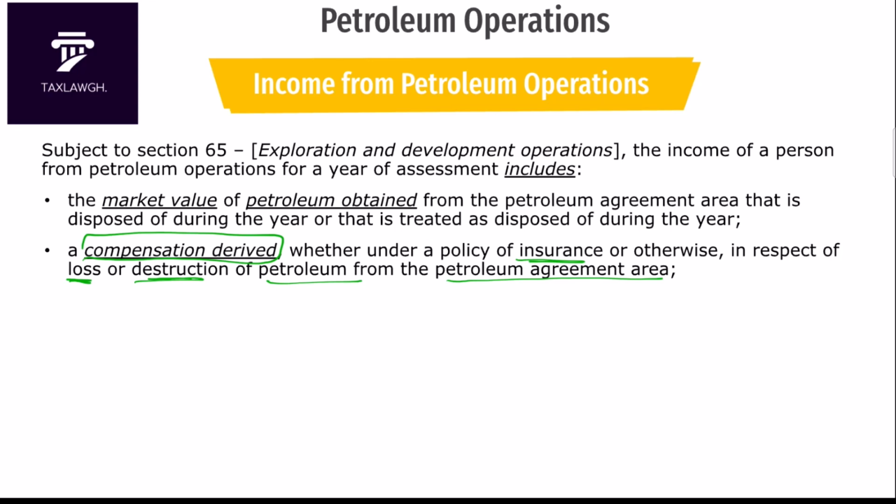You've received consideration, right? So because of that, we are saying that yes, you did not sell it, but whatever you lost, you've received some form of value, some form of consideration for this, and we want to tax you on that. So any compensation derived, whether it is under insurance or otherwise, as long as you've been compensated for a loss or destruction of petroleum, you need to include that amount received as part of the income from petroleum operations.